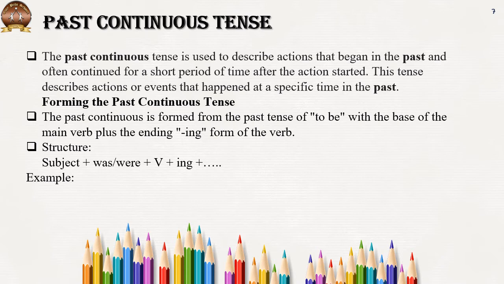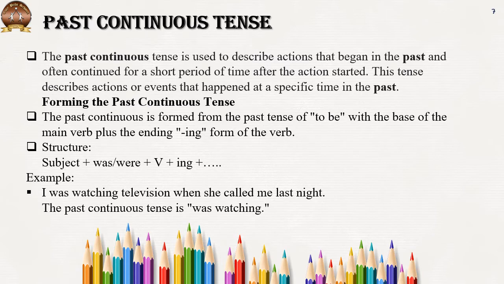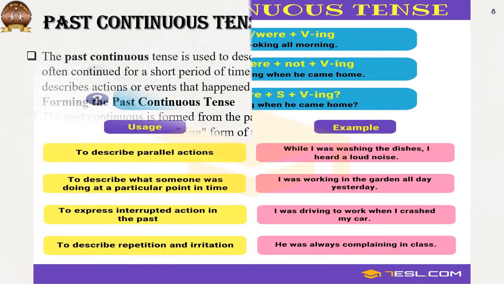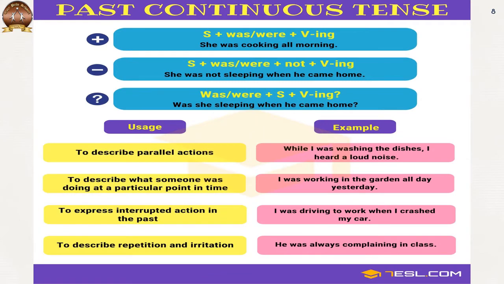Yes. So, what is changing here? Just was and were. I was watching television when she called me last night. See, we have specified the time of the past action. The past continuous tense is was watching. We were playing football when he sprained his wrist last week. The past continuous is were playing. Now, the form is subject plus was or were plus verb plus ing. For negative we add not, and for question we bring was and were forward.